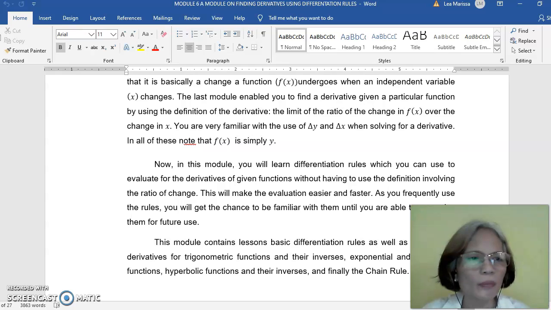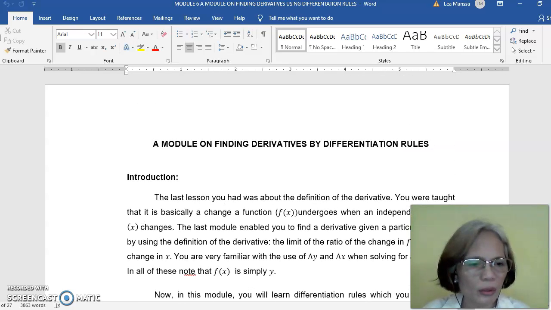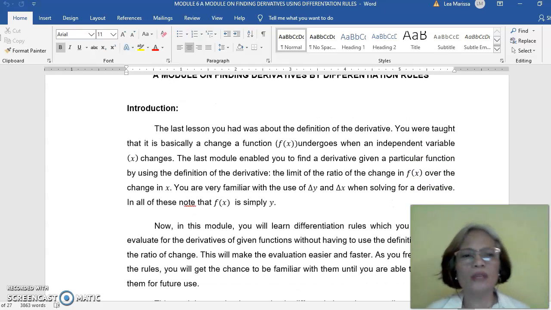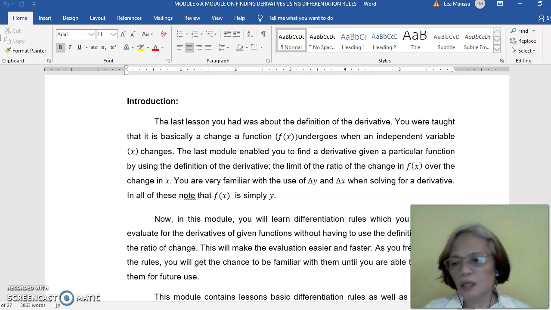I explained here about the last lesson that the learners had. The last lesson you had was about the definition of the derivative. This is the next topic after the definition of the derivative: differentiation rules. So I wrote here, "you were taught." That's one basic rule in module writing. It should be second person, as if you are talking to the learner. Again, you were taught that it is basically a change of function, and you are very familiar with the use. So I allowed the learners to recall the previous lesson.